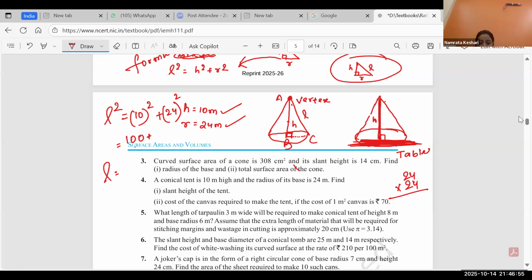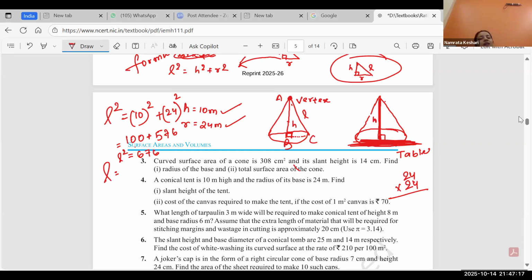Okay, so yes, please do it. 24 square is what? And then we will be adding it with 100. So I'm doing it quickly. I can see 24 square is 576. Okay, 576 plus 100 will be 676. That is L square.